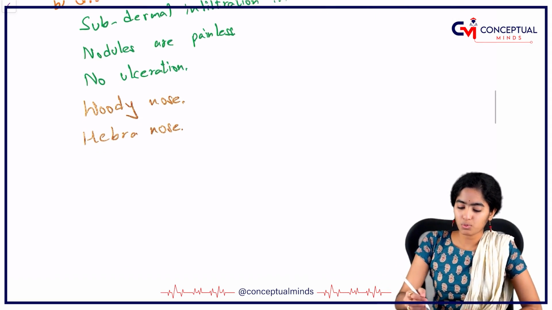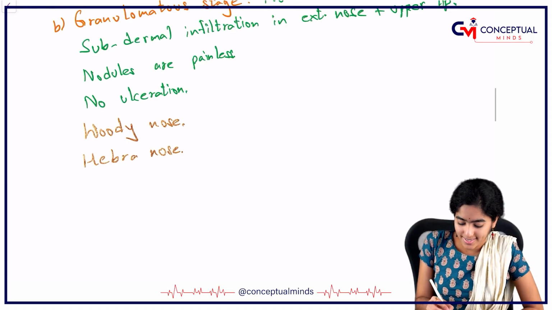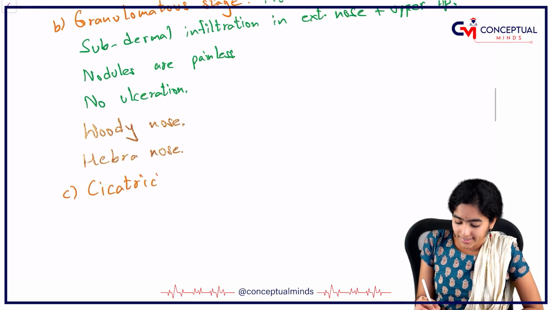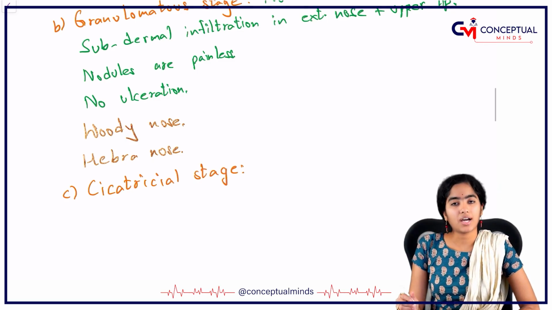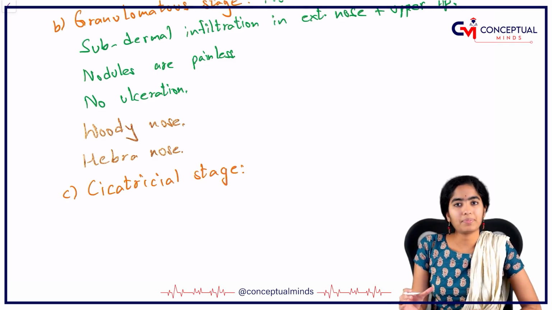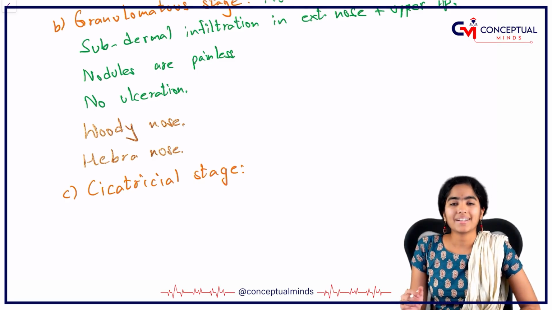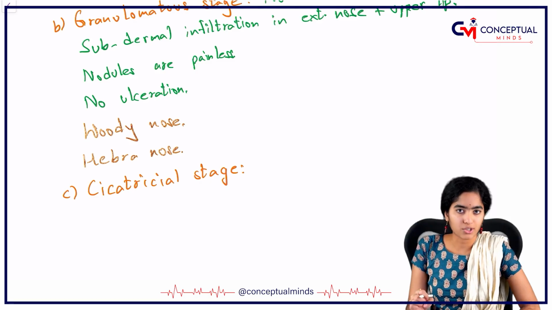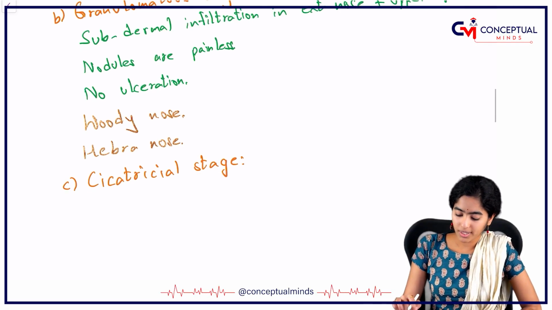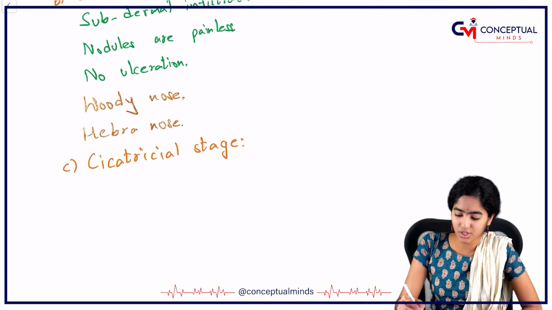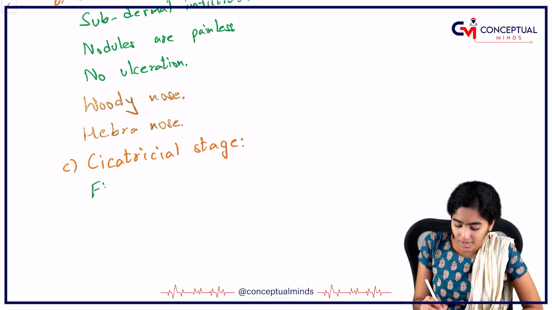After this, let us move on to the third stage, that is cicatricial stage. In the cicatricial stage, healing occurs by scar formation. There is fibrous tissue formation. But this healing undergoes contraction and this leads to stenosis in the nose and also further deformities. So what are the main features of cicatricial stage? There is fibrous tissue formation.